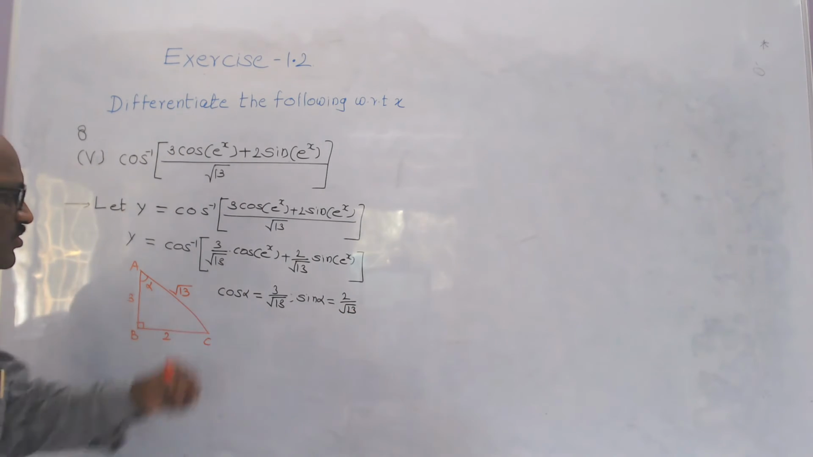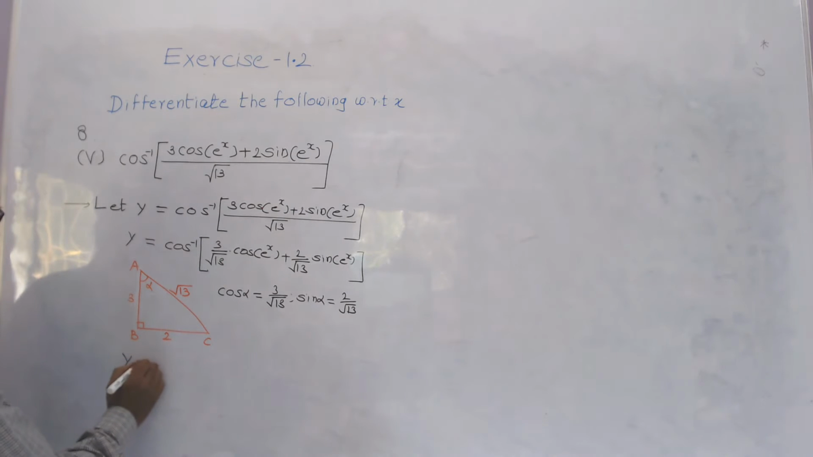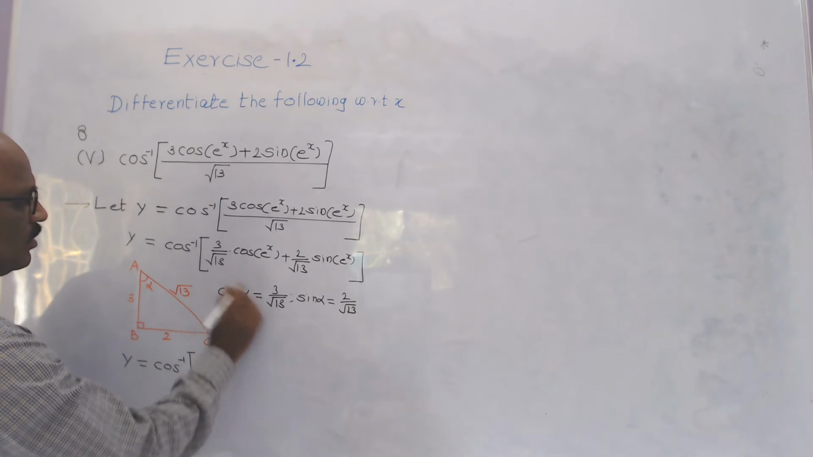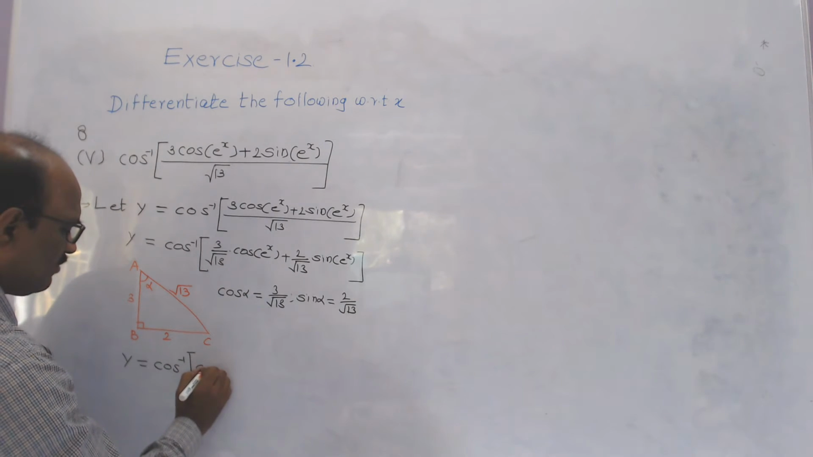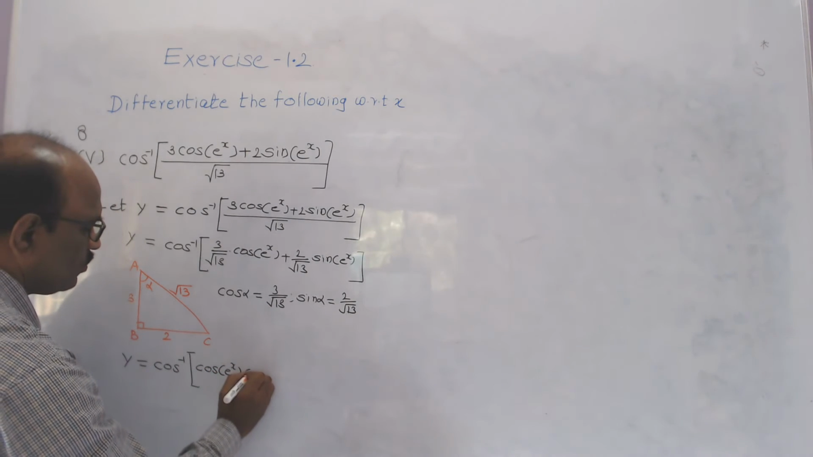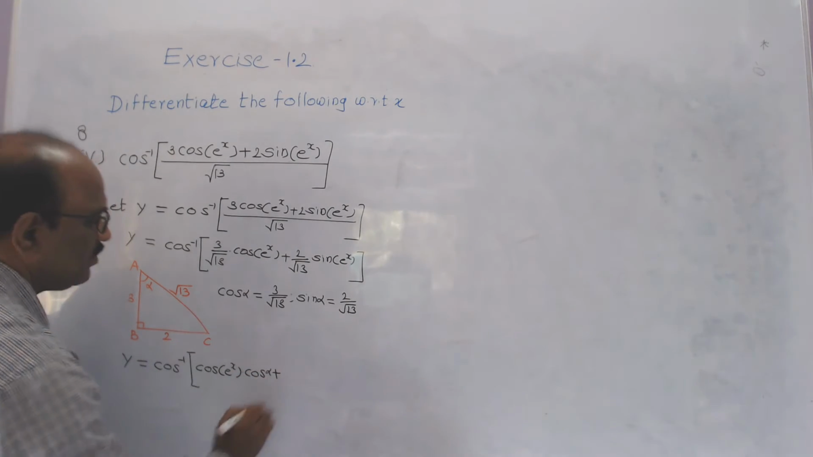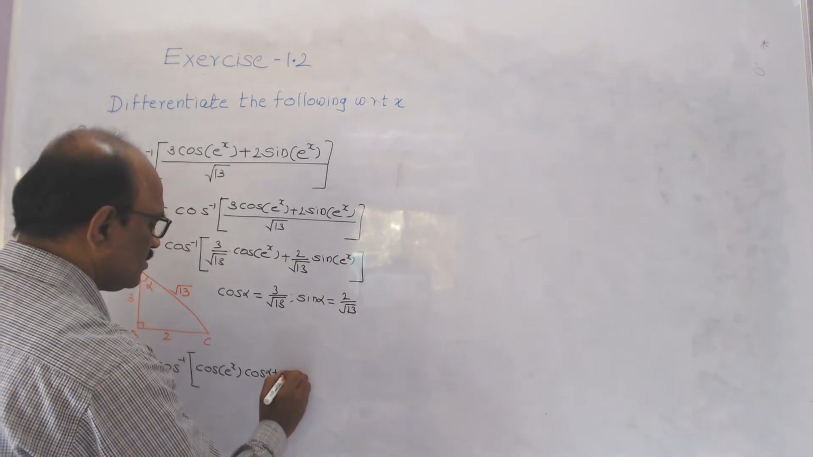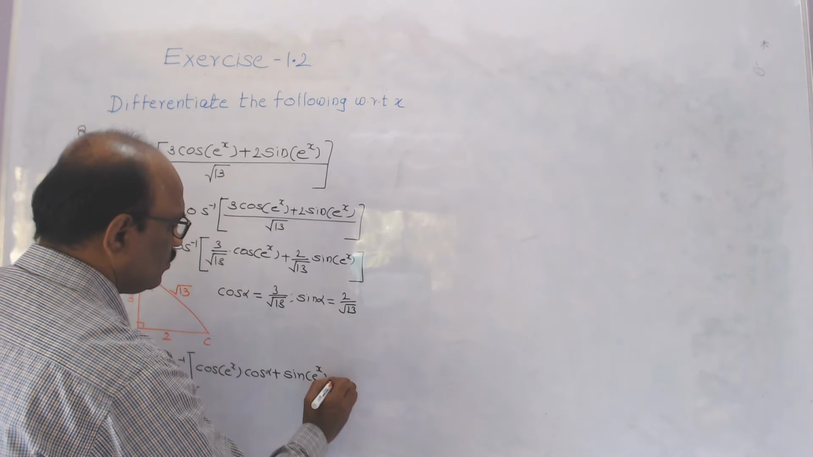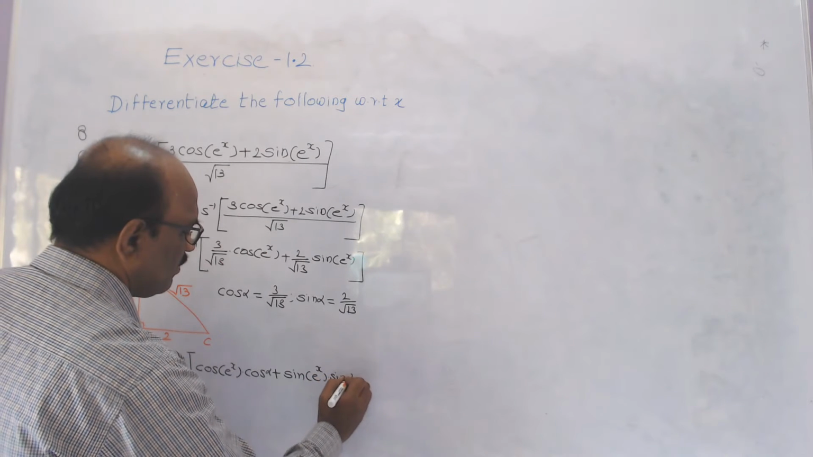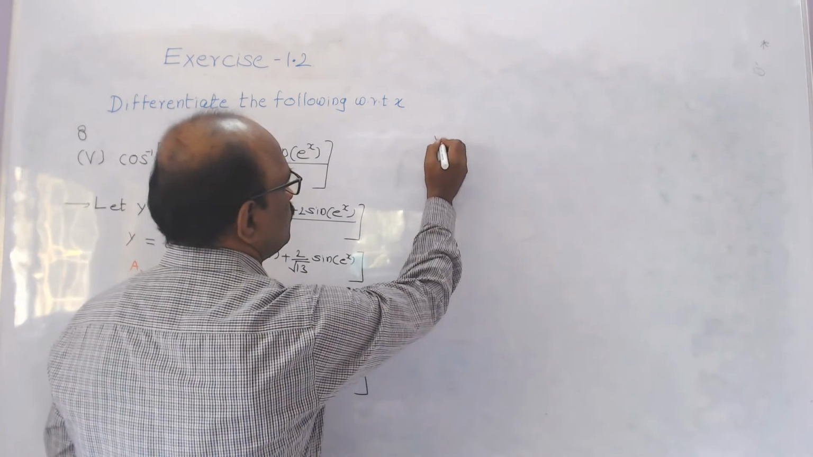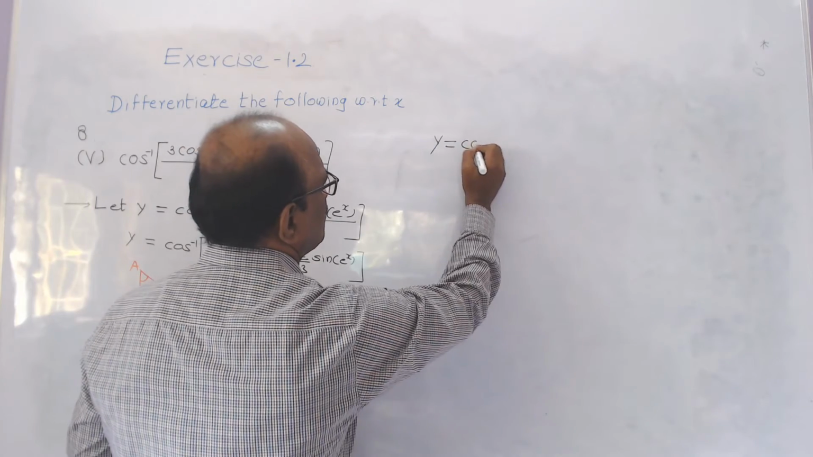Okay, now we'll substitute here. Therefore you will get here y is equals to cos inverse of, what about here, cos alpha. First of all I will write here cos of e raised to x into cos alpha plus, what about here, sine of e raised to x into sine of alpha. Therefore, here y is equals to cos inverse of.